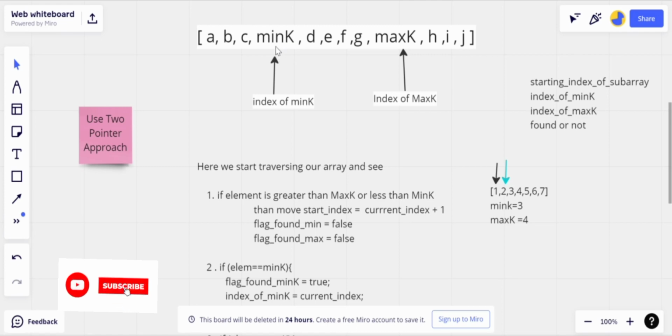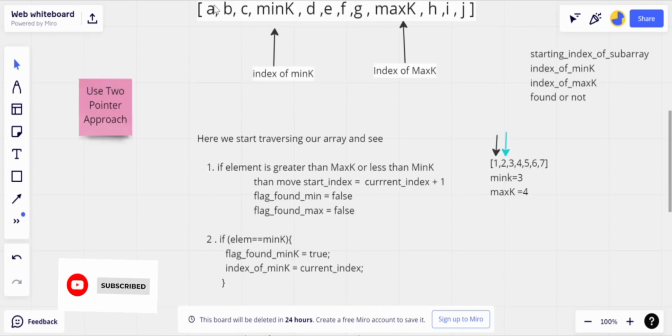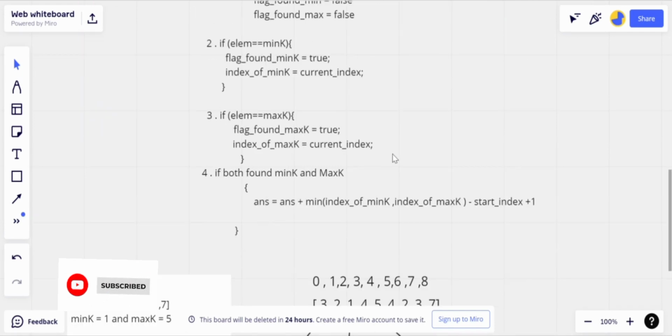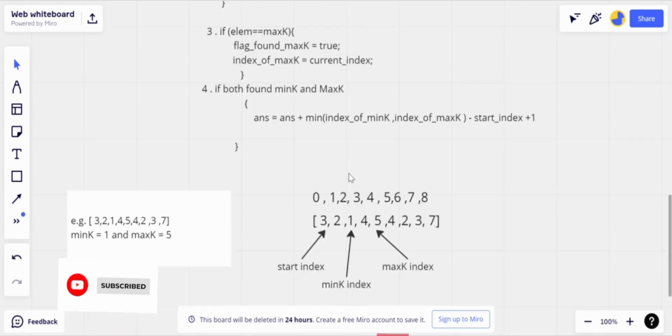So what we can do is subtract this index from this index, then add 1. So here we are updating the answer as answer equals answer plus the minimum of the index of min k and the index of max k. We are taking the minimum of those indexes, and then we are subtracting the starting index, this index, for getting this range, and then we are incrementing it by 1, because we are also considering this subarray, min k to max k. So our answer will be updated.